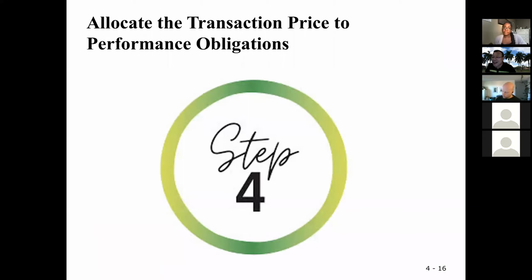Oh, step 4. Finally, we are moving to step 4. Step 4 is about allocate the transaction price. Allocate transaction price to performance obligations. So I'm going to speak for another maybe 10 to 15 minutes before we take a break. Is that okay? Yeah. Okay. So step 4 is about allocating the transaction price to performance obligations.